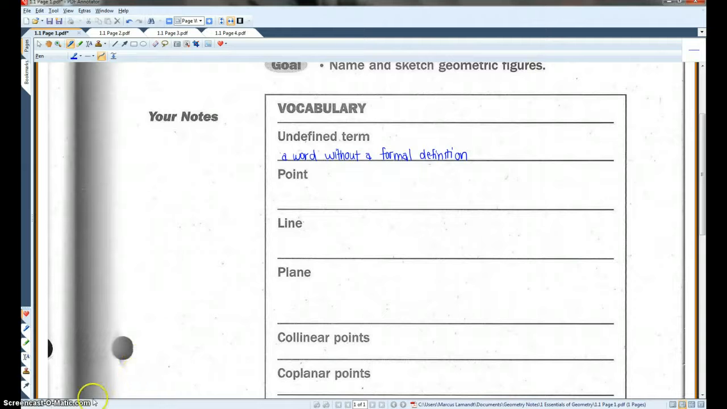It's represented usually by a dot. So for example, this would be point A. There's a dot and there's a label next to it.